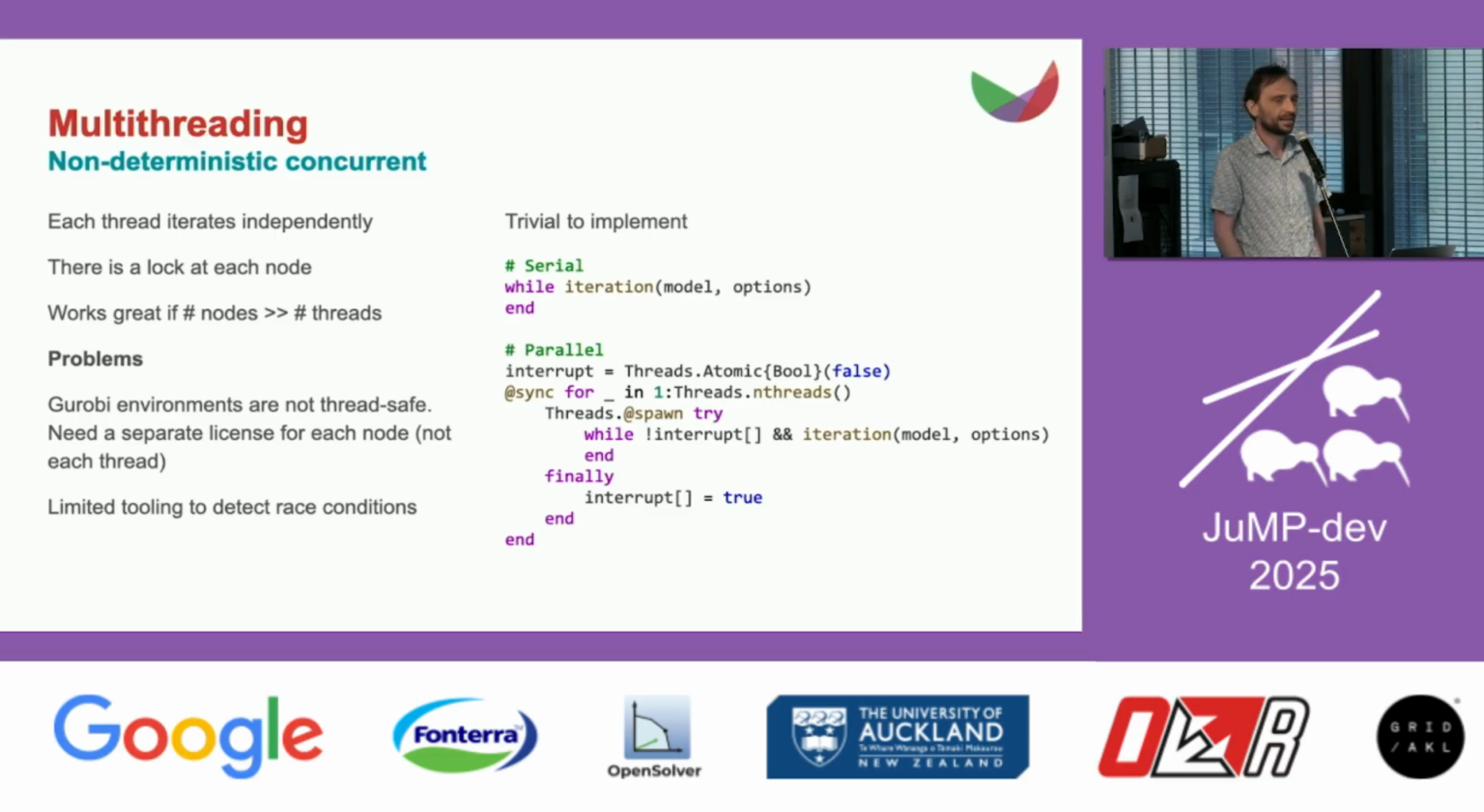A downside is that Gurobi's environments are currently not thread safe. So we have one JuMP model for each node in the graph, but Gurobi wanted one license for each thread. And so I need to figure out how to get around this, and this is an open issue. The other issue with multi-threading in Julia is there's very limited tooling to detect race conditions, and so it's like you just cross your fingers and hope you haven't forgotten anything or made a mistake.